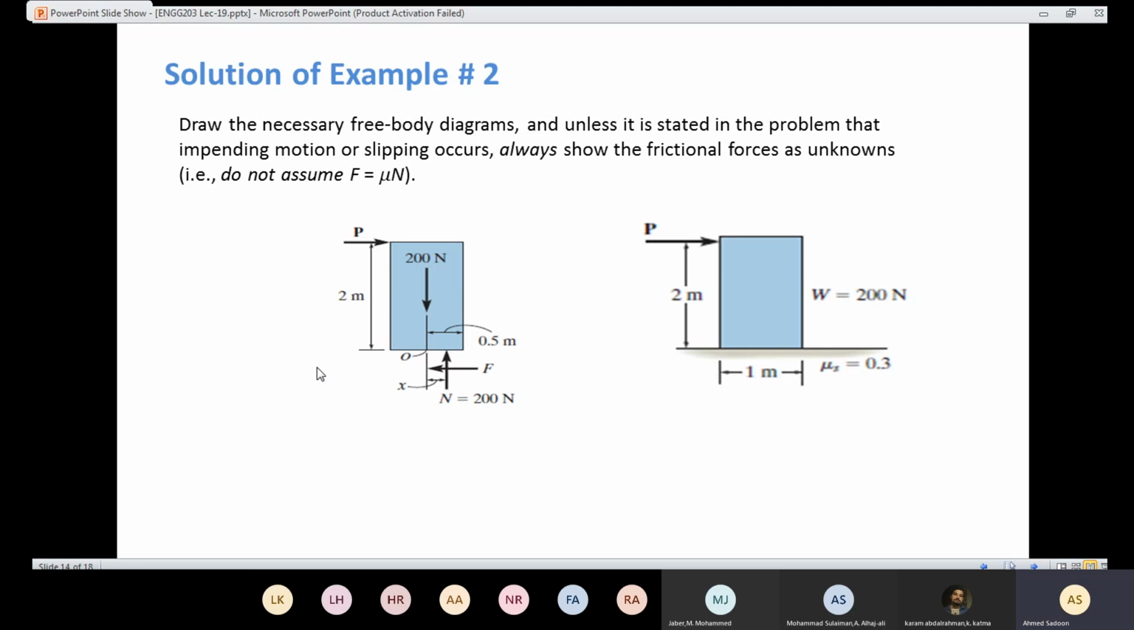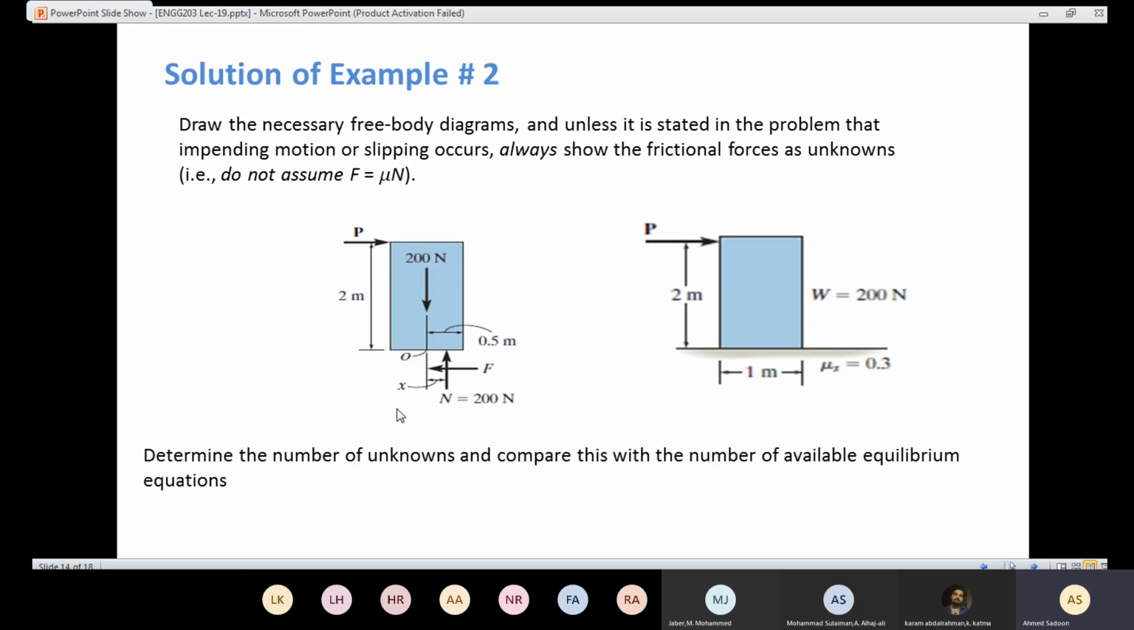Now we need to determine the number of unknowns in this problem. We don't know the value of P, we don't know the value of F, we don't know the value of N, and we don't know the value of x. So in this problem, we have 4 unknowns: P, F, N, and x.